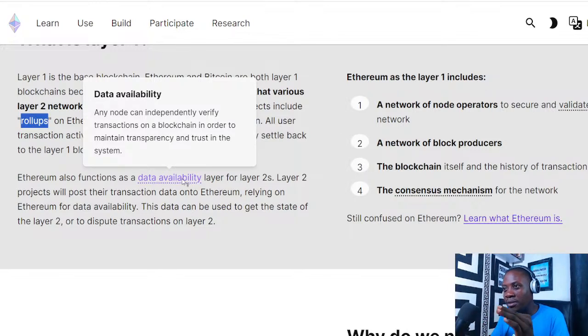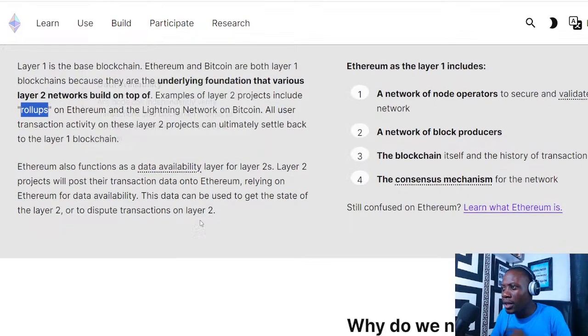So it's independently used to also verify transactions in the blockchain to maintain transparency and trust, which the layer one already has. And I think that's clear. All right, guys, let's keep going. We have a long way to go.